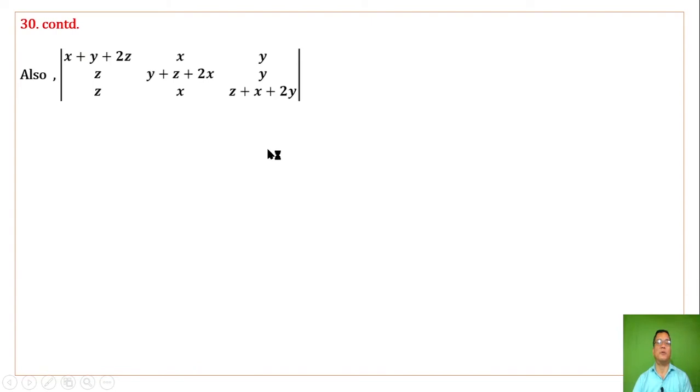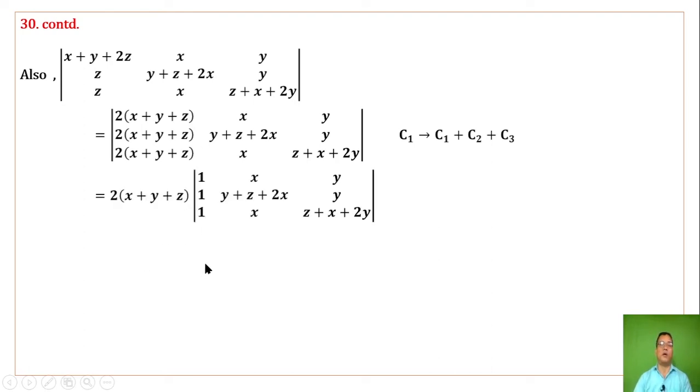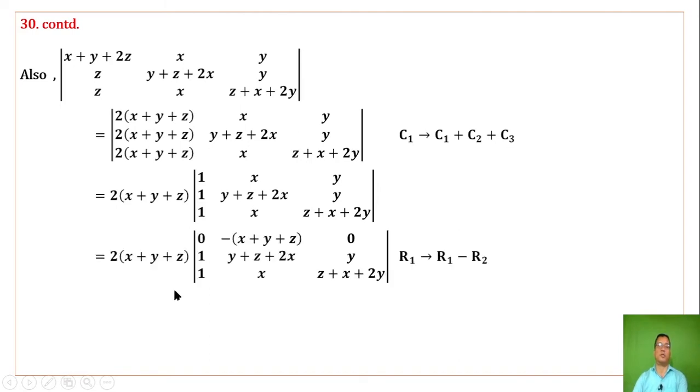Next, second part, we have to prove this determinant. Adding the second row, first column, the second column and the third column, we get a new first column, 2 times of x plus y plus z. Taking it out, 1 and 0. Then subtracting the first row from the second row gives a new first row, and the third row remains unchanged. Expanding along the third row, we get a factor.